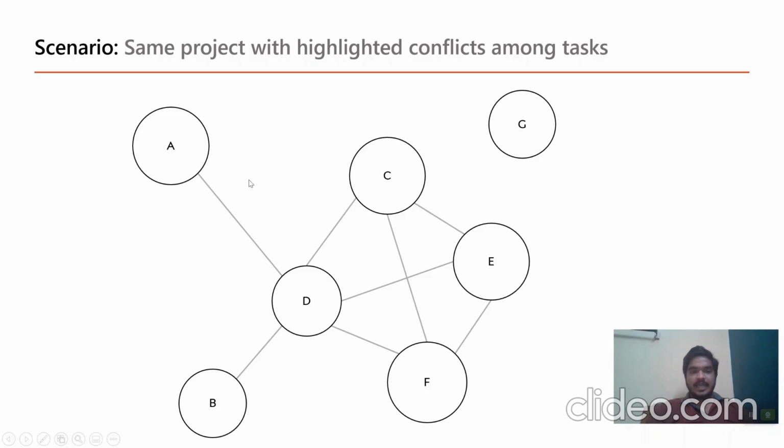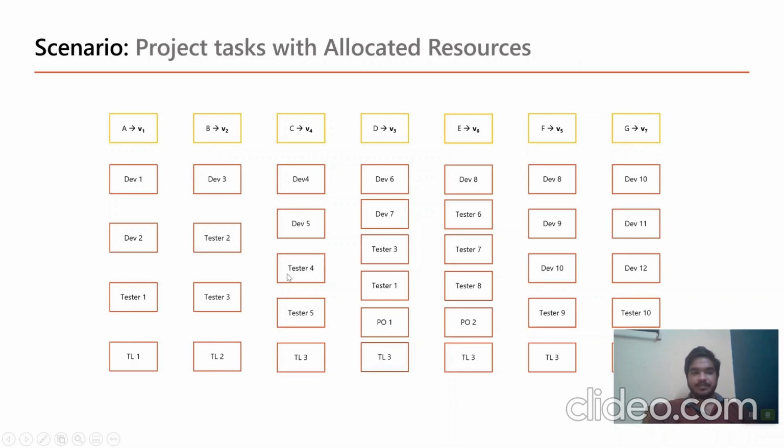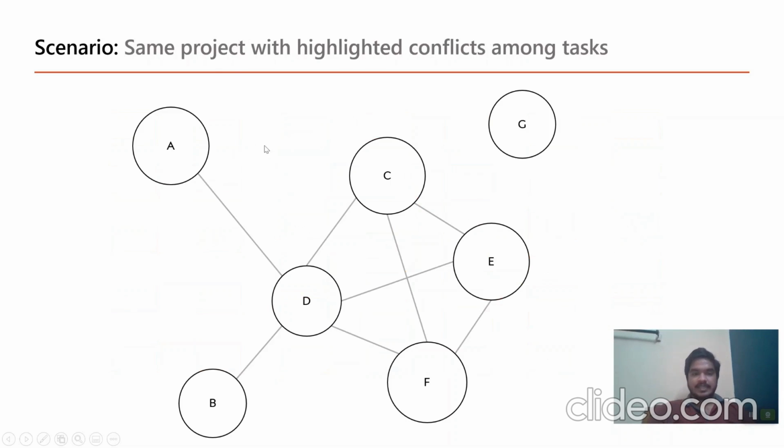So if we see A and D, there is supposed to be one resource which is common between them. If you look at A and D, we see that tester 1 is a tester for task A as well as task D, and as a result there is an edge between them. And as we saw, for C, D, E, and F, there is TL3 who is common, so there are edges between all of them, and hence this particular graph was formed.